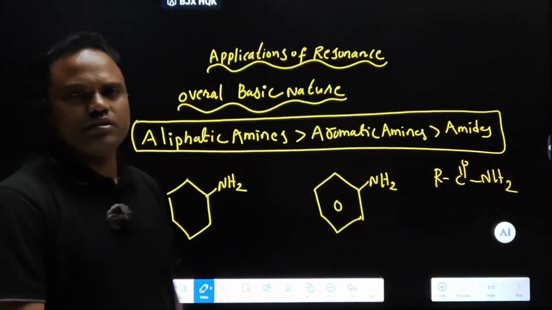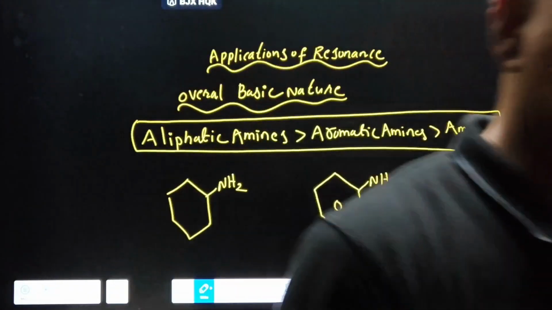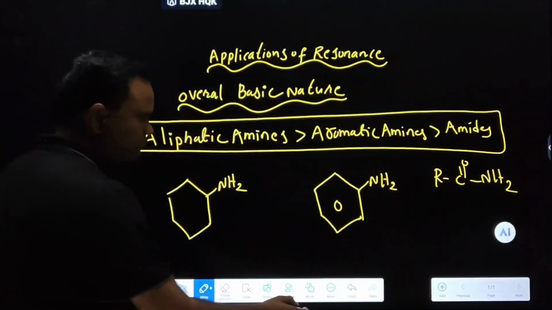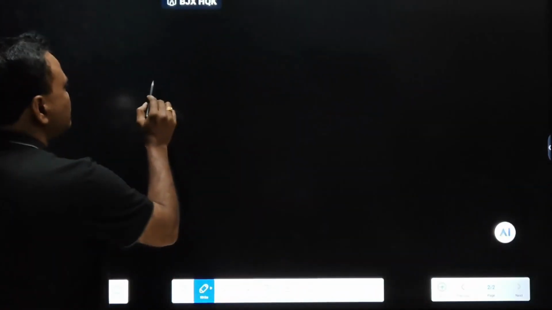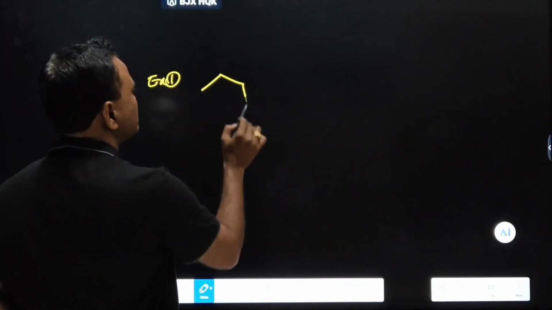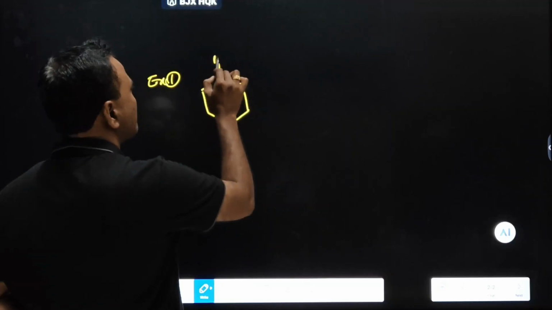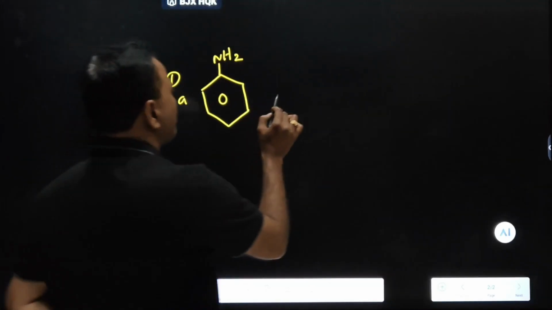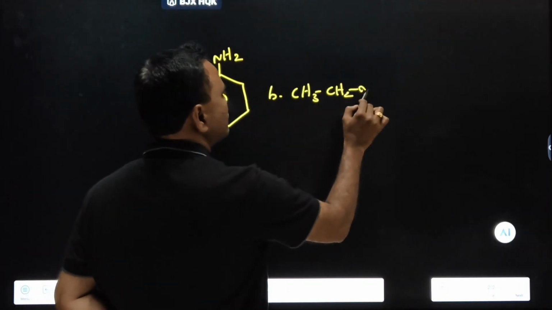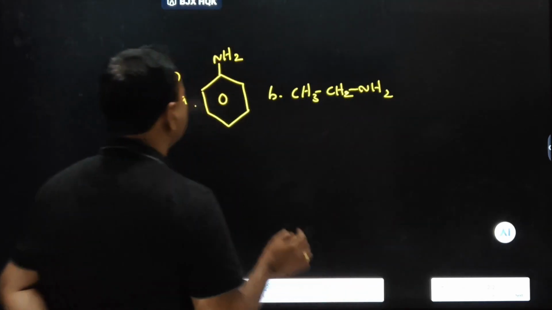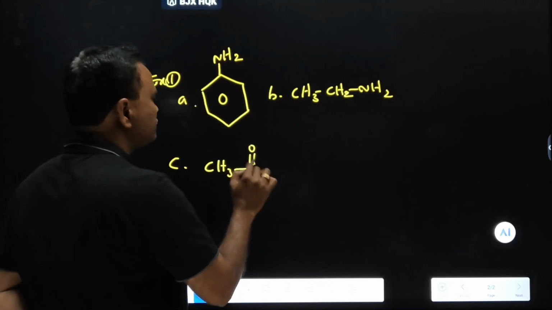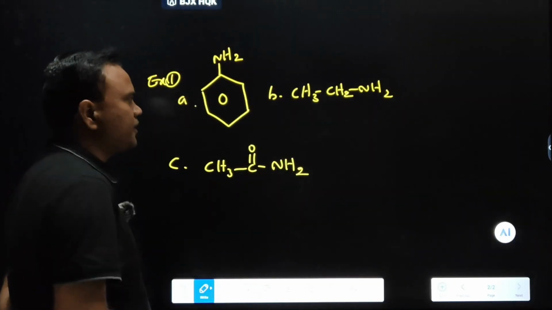Amides are least basic compared to aromatic, and aromatic are least basic compared to aliphatic. Okay, let us see one question on this. This is acetamide, amide.